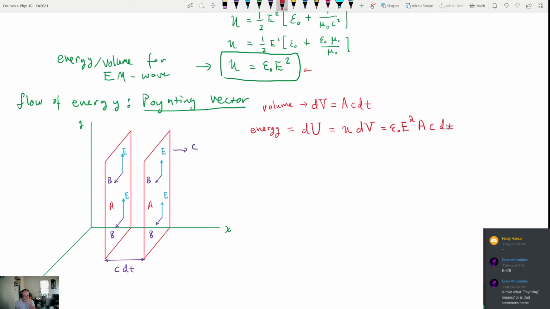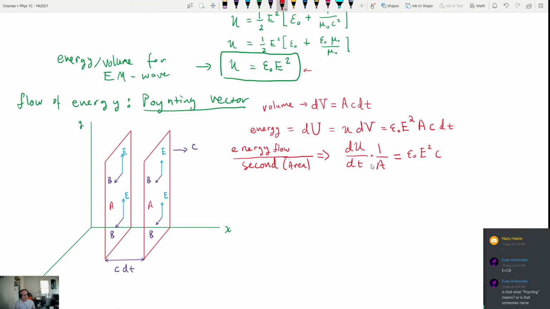And then what we're going to do is talk about the energy flow per unit time per unit area. Well, I'll write it in words. The energy flow per second, let's say, also divided by the area, and it'll become very clear why we have to divide by area in a second, should be equal to basically dU over dt times 1 over A. And if we eliminate all of those things, what we're left with is what? Epsilon naught E squared times c.